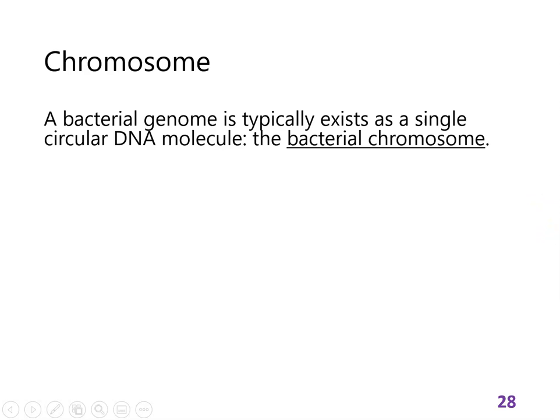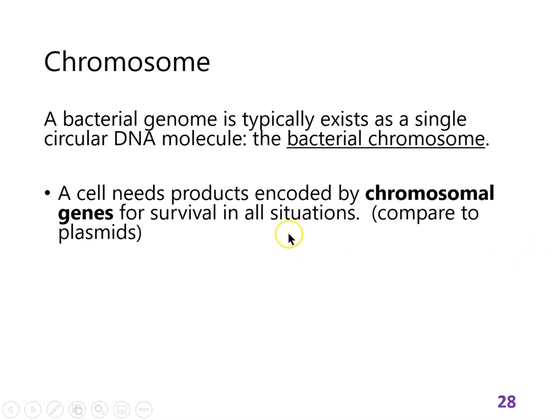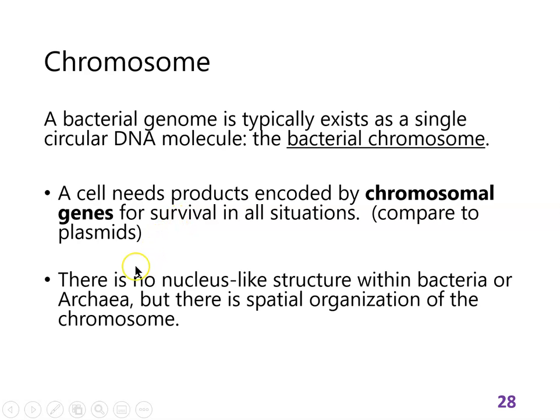The DNA in a bacterial cell is called the chromosome. And one thing we have to do is distinguish a chromosome from some other DNA molecules you might find in a bacterial cell. What's distinct about the chromosome tends to be that it's huge. It might be 5 million nucleotides long. And a cell needs the products encoded by those chromosomal genes always. So there are genes on the bacterial chromosome that are always necessary. They have to be transcribed all the time.